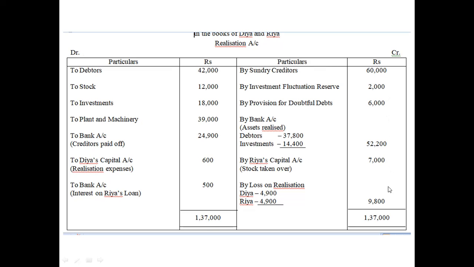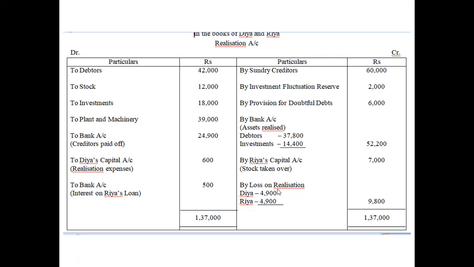Then we have to find the difference between these two amounts. The difference will be 9,800, and this will appear on the credit side, which is your loss on realization. And Dia and Ria are equal partners, so the losses will be shared equally. So now this is your realization account.